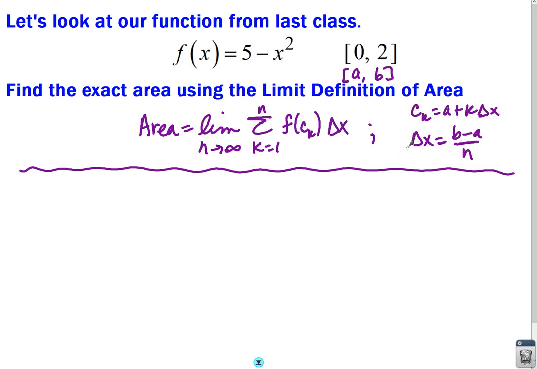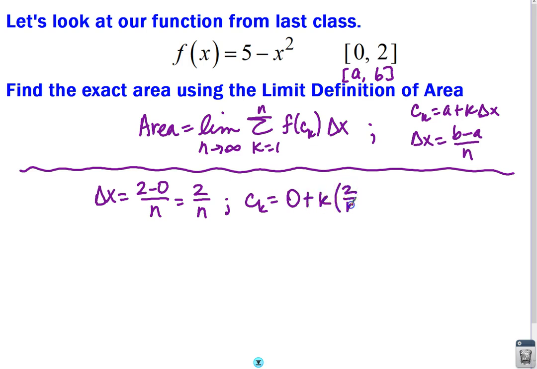these two pieces. Because there's a delta x in here, I'll go ahead and find delta x so that way I can find c sub k. So delta x is going to be b minus a over n, so 2 minus 0 over n, so 2 over n. Excellent. C sub k is a plus k delta x. A was 0, so 0 plus k times 2 over n. So then I can just make that 2k over n. Everybody okay so far?